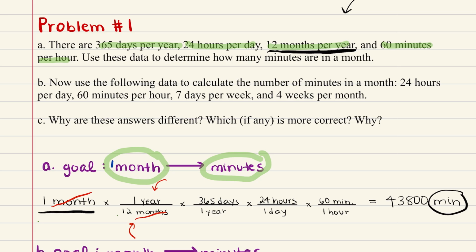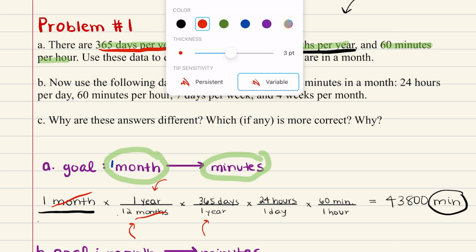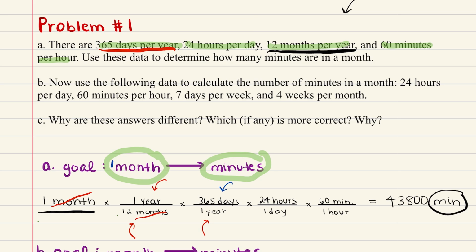Now we have year. What conversion factor can we use next to cancel out year? We can use that there are 365 days per year to do that. We'll write 1 year in the denominator, 365 days in the numerator. Notice year cancels out. Now we have units of day.